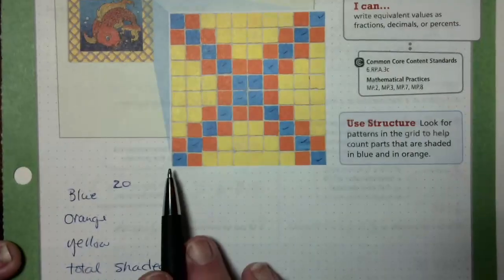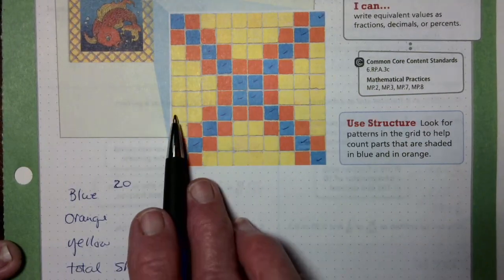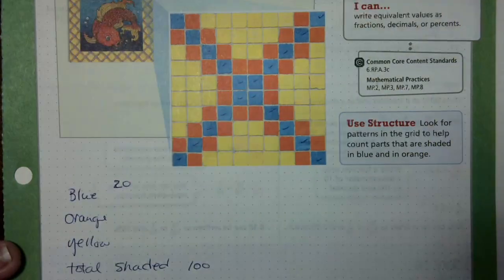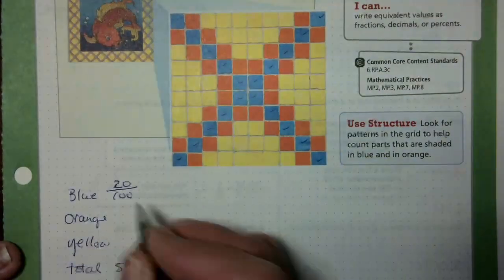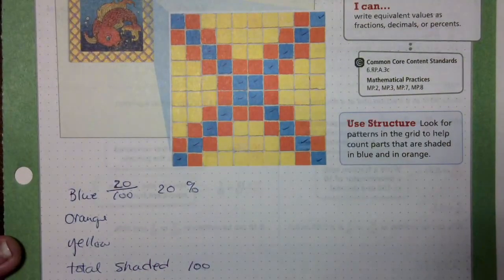Out of how many? 1, 2, 3, 4, 5, 6, 7, 8, 9, 10. 1, 2, 3, 4, 5, 6, 7, 8, 9, 10. 10 times 10 is 100. So there's 100 total. So this was 20 out of 100 for 20% shaded blue.